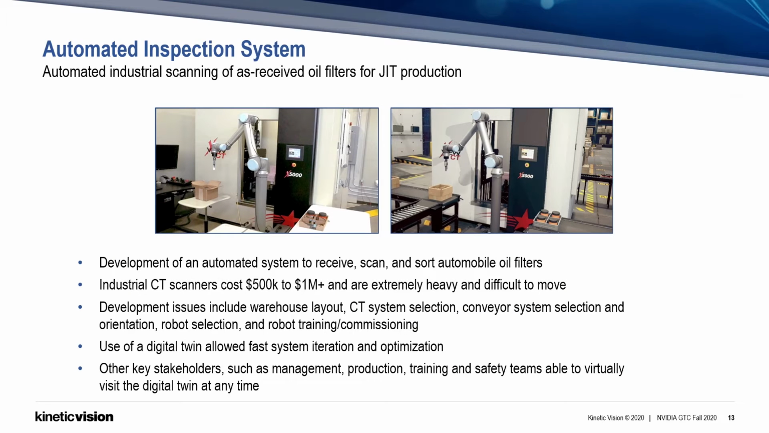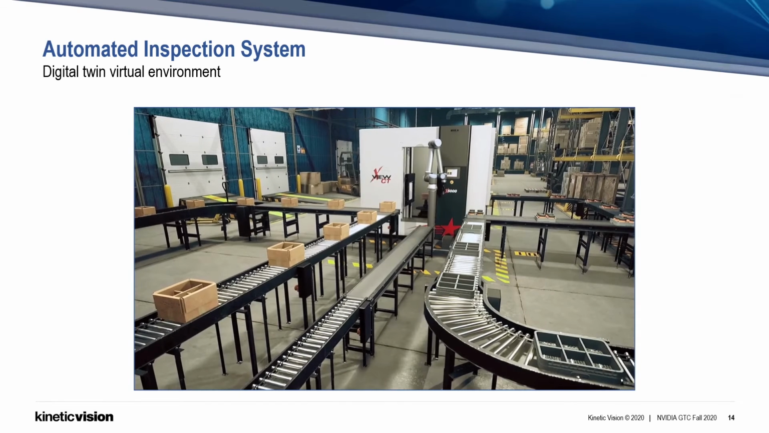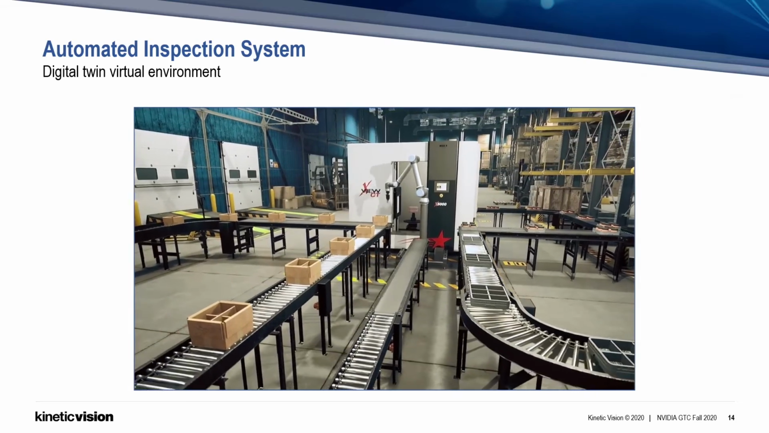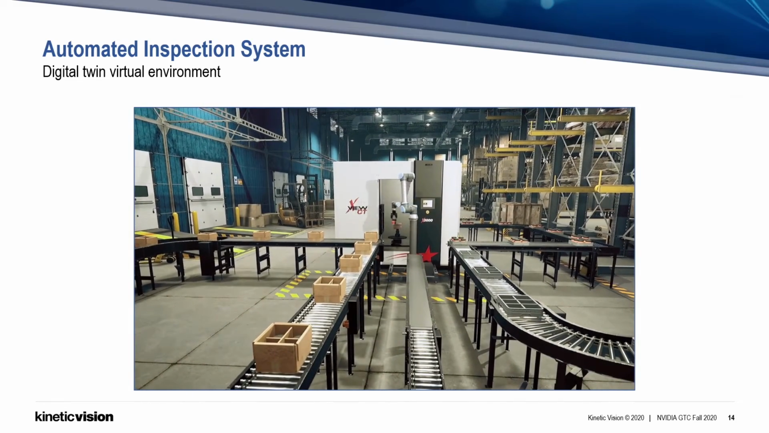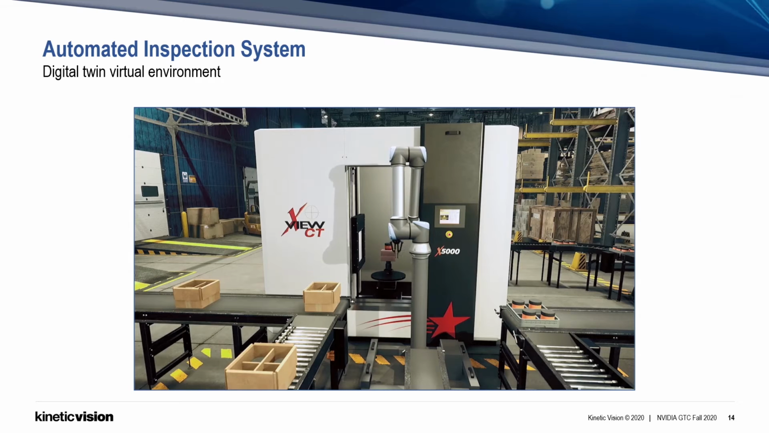The first example is an automated system to receive just-in-time shipments of automobile oil filters, perform a quality inspection using industrial computed tomography, and route the accepted products to the manufacturing line. This is the 3D virtual environment showing the incoming product shipments, CT scanner, and conveying of qualified products to production. The entire system's design, optimization, and testing was done using this environment.